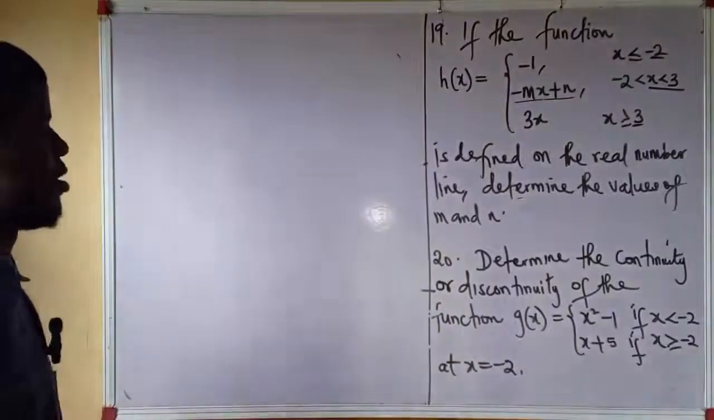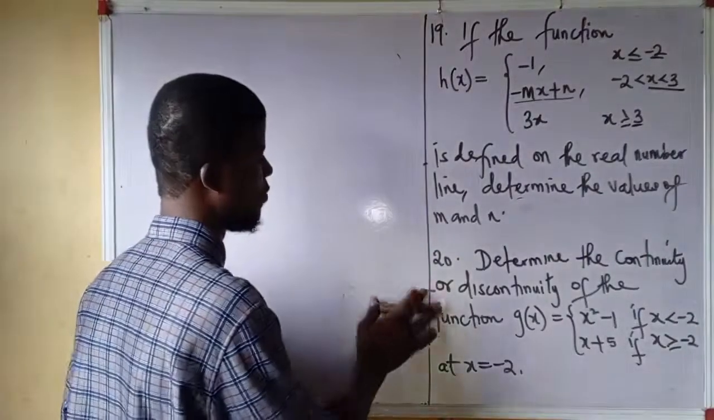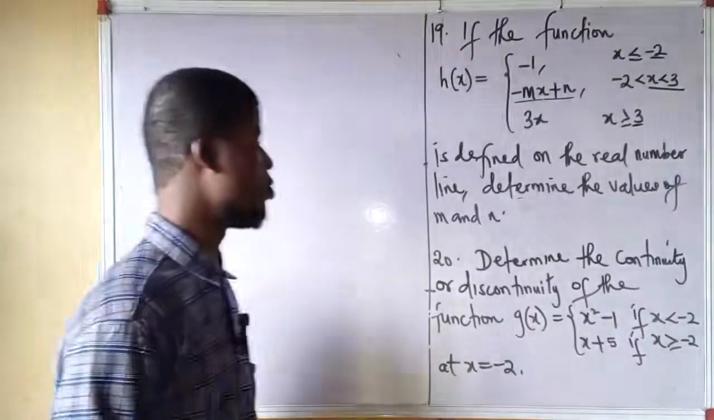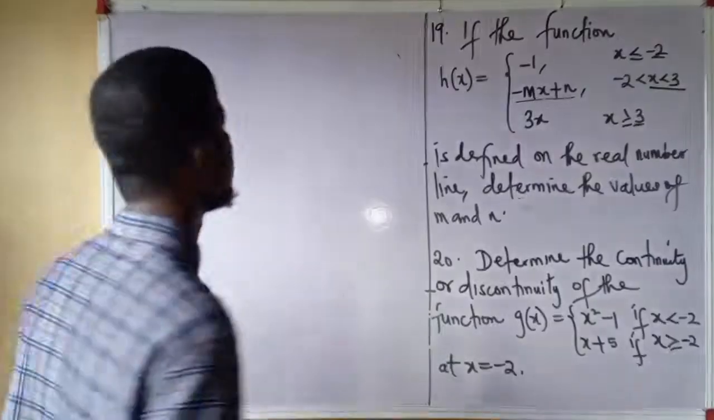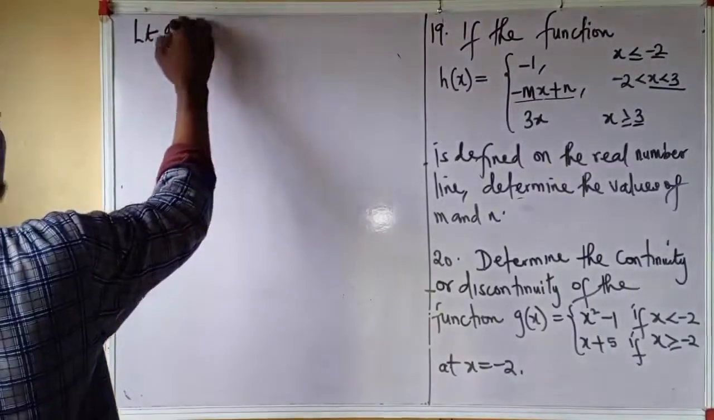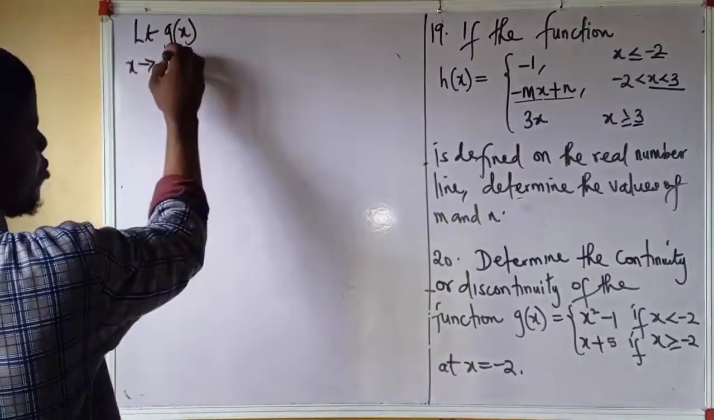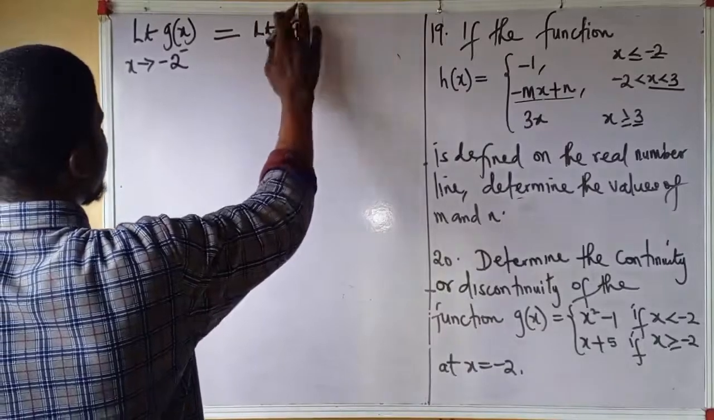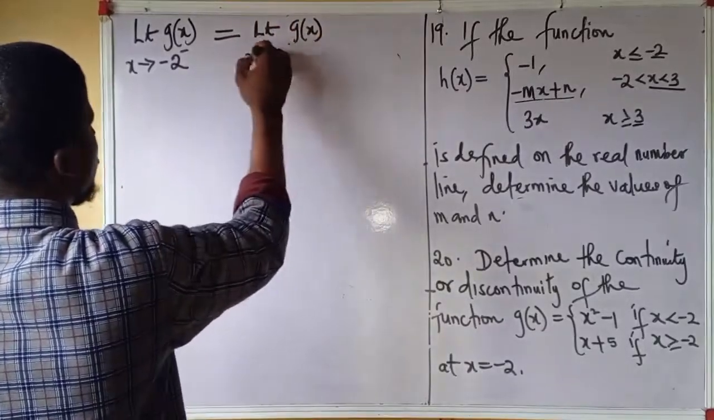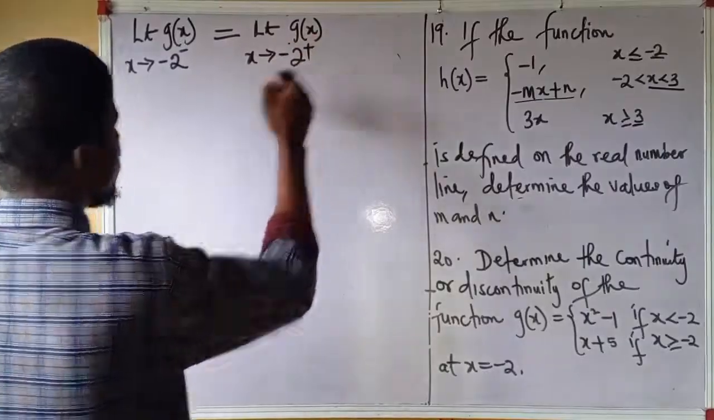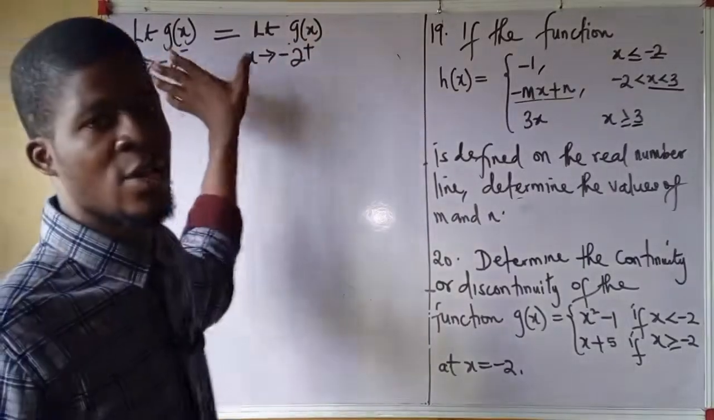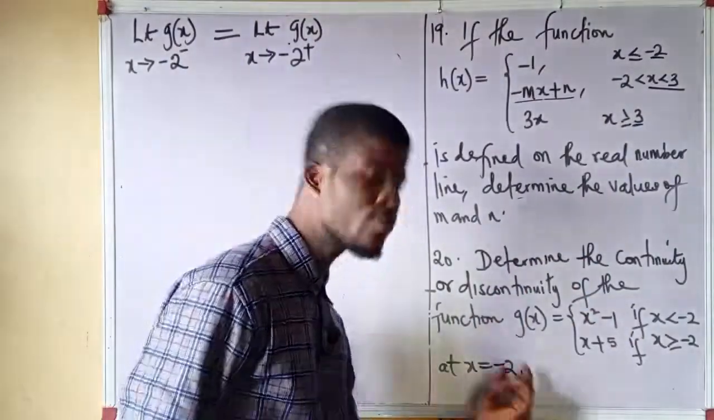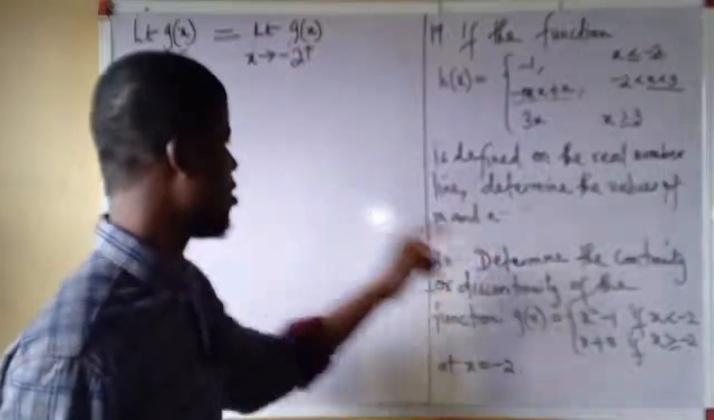Question 20. Determine the continuity or discontinuity of this function g of x equal to this at x equal to minus 2. So for continuity of the function, the limit of g of x as x goes to minus 2 from the left must be equal to the limit of g of x as x goes to minus 2 from the right. So if both of them are equal, that is, if this equation is satisfied, then the function is continuous at minus 2. But if they are not the same, then it is discontinuous.